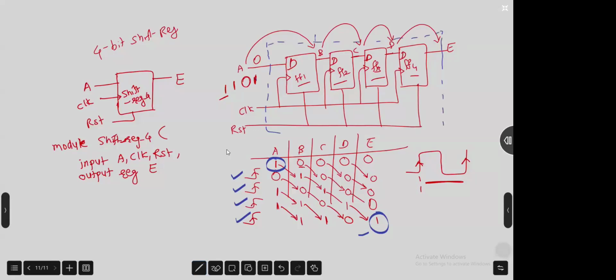Internally you can find there are 4 D flip-flops. The output of the first becomes the input of the second, so you should define B. The output of the second becomes the input of the third, connected by C. The output of the third becomes the input of the fourth, that is D. So B, C, D, R.